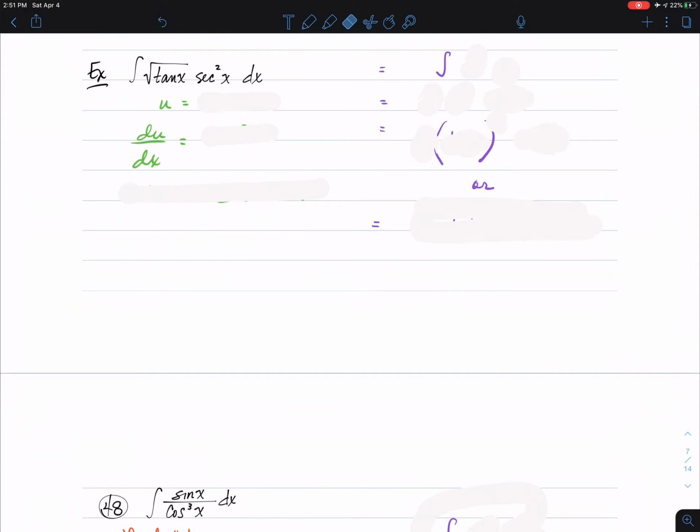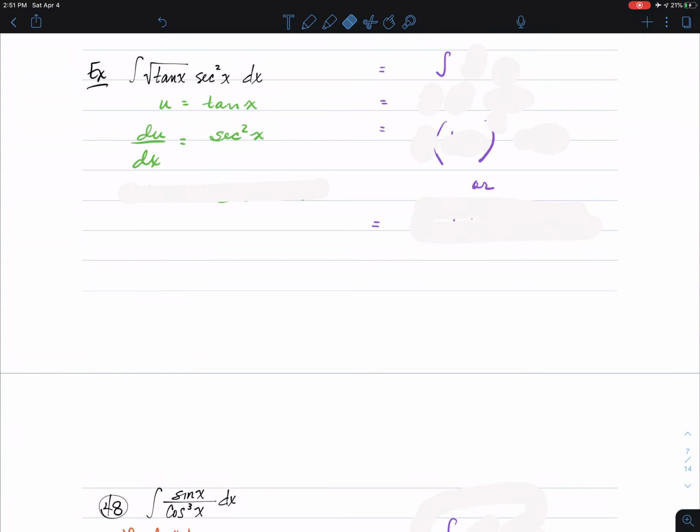The next example, this one is a little strange. This one and the next one are both a little bit strange. It's a little hard to be able to tell what's on the inside and what's not on the inside. I went ahead and chose the tangent to be on the inside. I'll go ahead and let you in on a little secret as I was working through this. I did try to let secant or secant squared be on the inside, and it just didn't work out. So I went back to using the tangent on the inside.